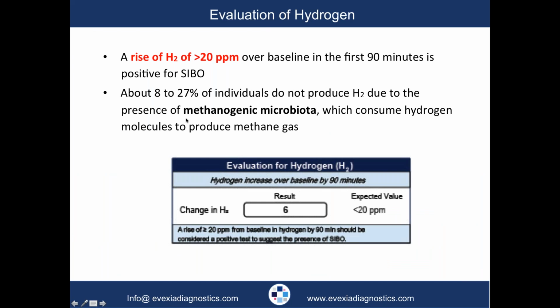All right. So review of what I just said. Evaluation of hydrogen: a rise of hydrogen of greater than 20 parts per million over the 90-minute baseline is positive for SIBO. Now, I want you to remember that about 8 to 20% of individuals do not produce hydrogen due to the presence of what are known as methanogenic microbiota. So there's methane-producing bacteria that can grab the hydrogen and therefore give you lower results. So that's definitely something to keep in mind. That's why you want to do the hydrogen and the methane together, so you get a better picture.